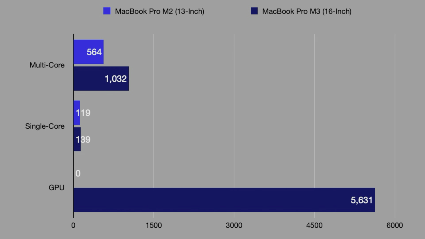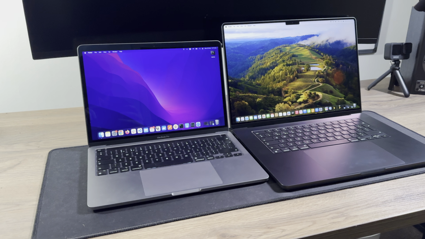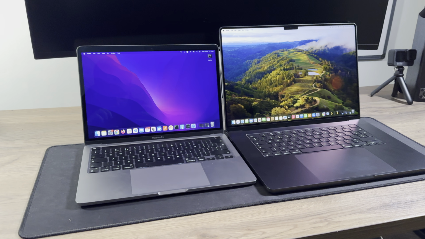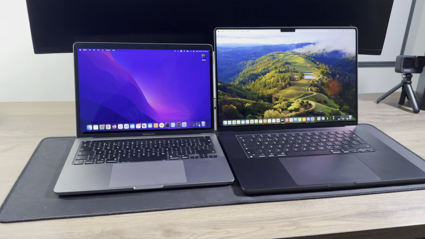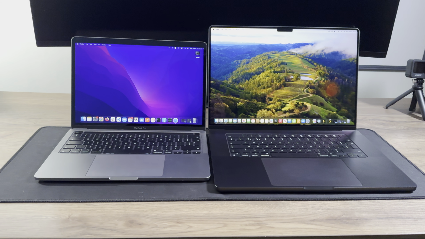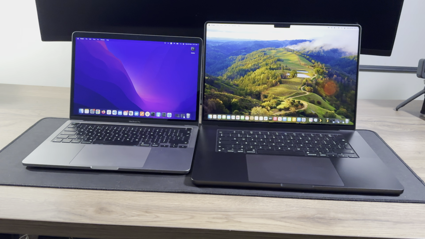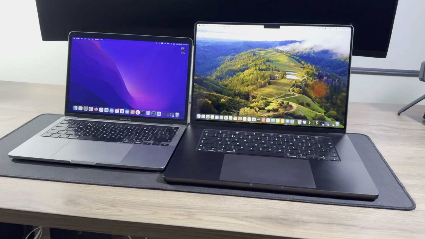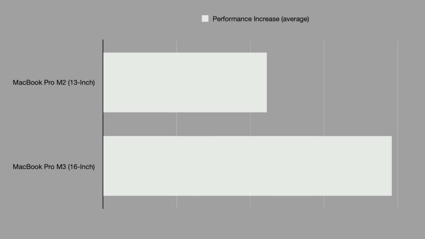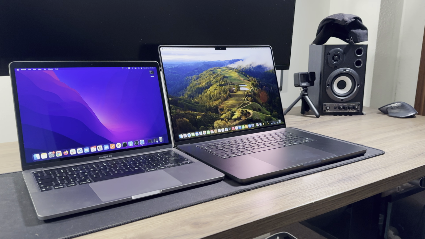So we can see with the multi-core, we're getting double the performance. Single core, we're about the same, and we couldn't run the GPU test on the MacBook Pro M2, so we've only got the 16-inch result there. So as we can see, there's quite a big performance difference between the two machines, but there's also quite a big price difference. At launch, the M2 Pro was $1349, with the 16-inch costing $2599. So twice the price, but in some of those tests, we did get twice the performance as well. When we averaged those scores out, we did get over 76% increase in performance, and that is excluding the GPU results from Cinebench, as we couldn't run that on the 13-inch M2.